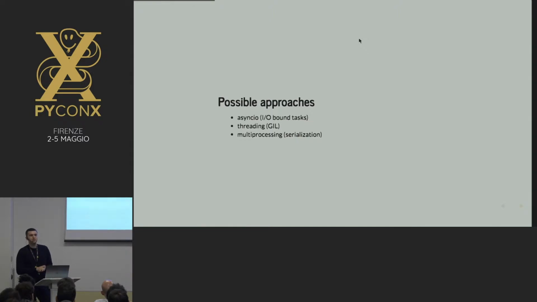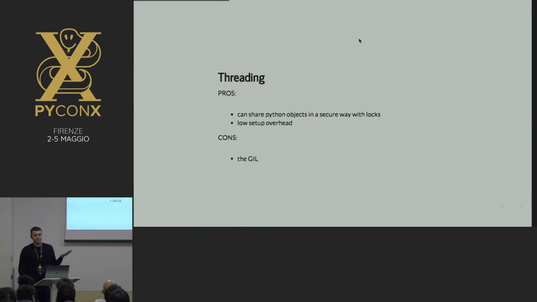Some possible approaches for this problem could be async I/O, threading, and multiprocessing. But because you're handling a lot of data, which are tens of megabytes of data, async I/O isn't really an option. So you could just keep it all together. We could try to use threading, but it has a problem, which is the GIL. But let's just look at threading a bit.